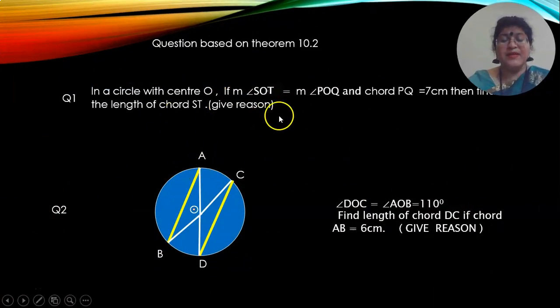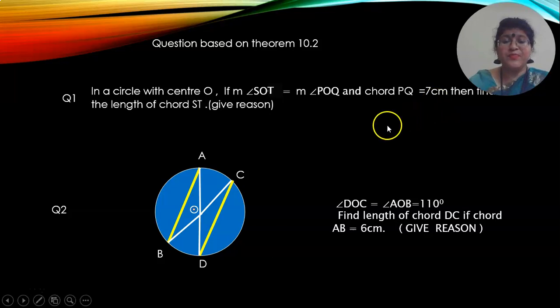Again, please sit with a book and a pen and try to get the answer on your own. They have given a circle with center O, diagram is not drawn. If O is the center, doesn't this angle and this angle become the central angle? That means the angles subtended at the center are equal. And one of the chords is 7 centimeters. So what will be the length of the other chord? It will be the same. It will be 7 centimeters.